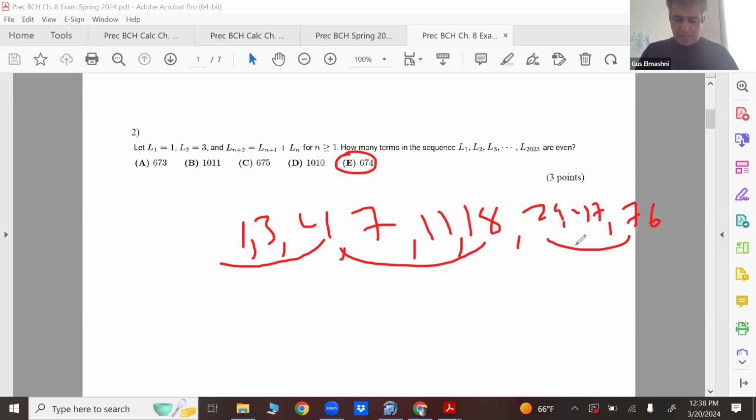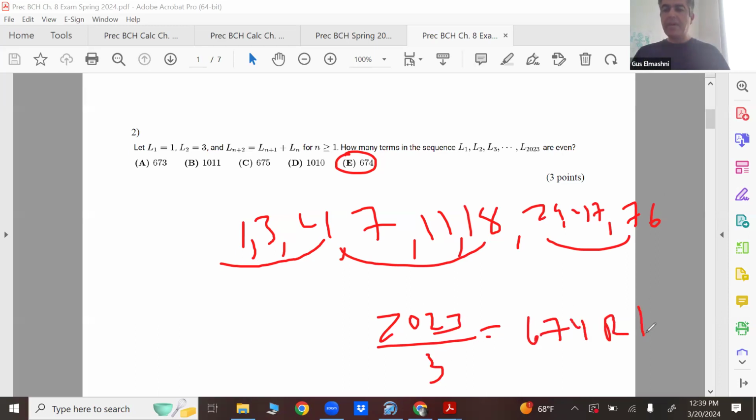So when you go from L1, L2, L3, all the way to L2023, how many terms are even? If you do 2023 divided by 3, that's 674 with a remainder of 1. And 674 means you have 674 groups, so 674 even numbers. The remainder of 1 is just an odd number, so don't worry about it. So that's the thinking there.